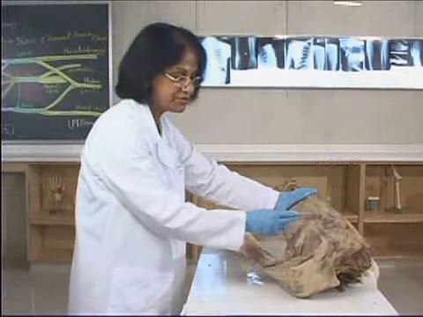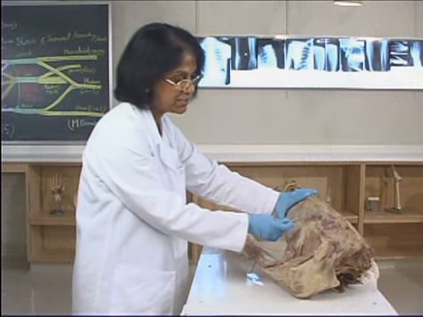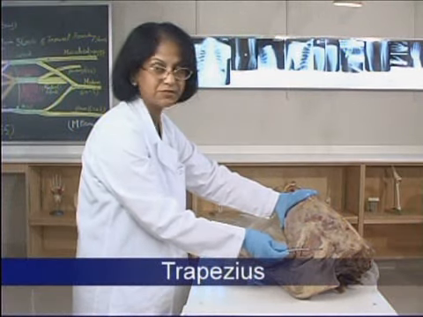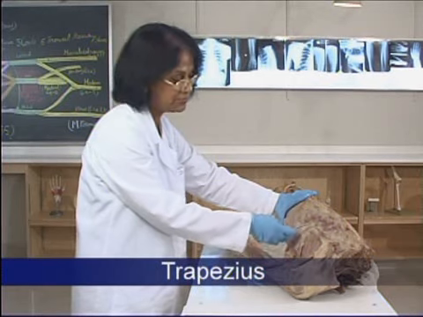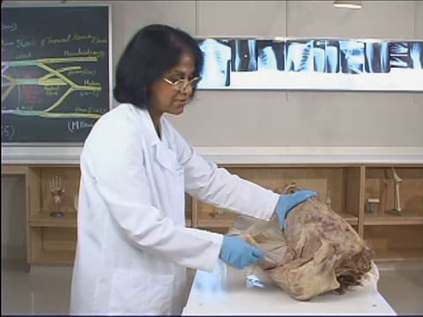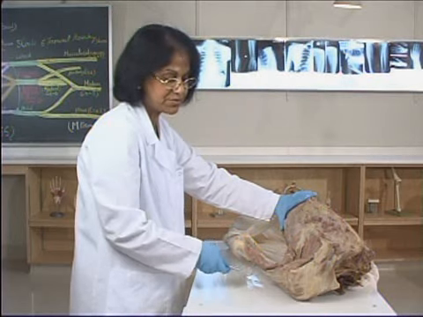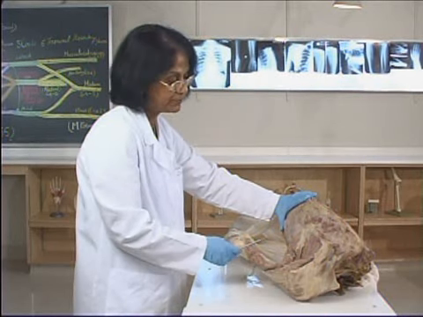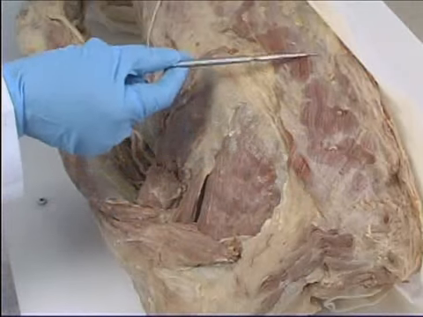On the scapular region, the first muscle we are looking at here is the trapezius. Trapezius is not a muscle of the upper limb, but indirectly it moves the scapula, so it helps in moving the upper limb. It's supplied by cranial nerve 11.